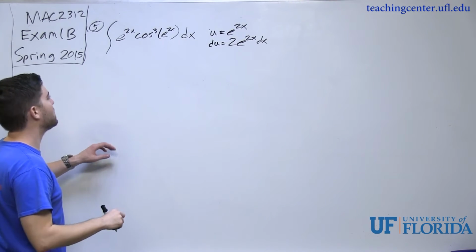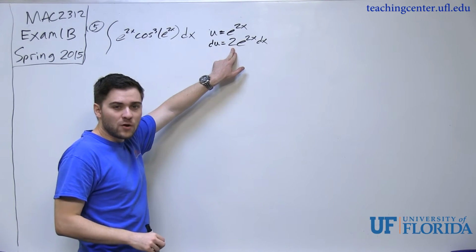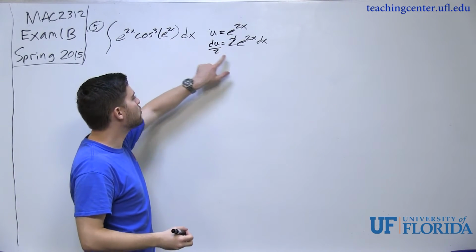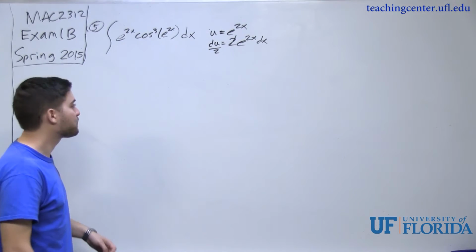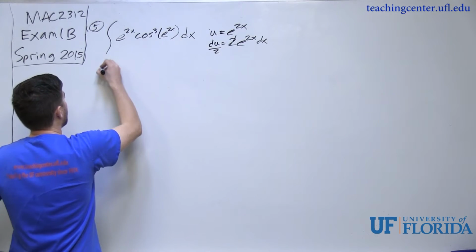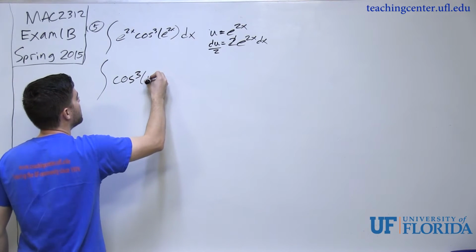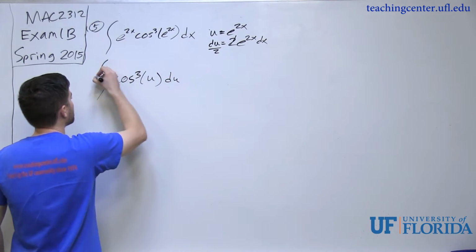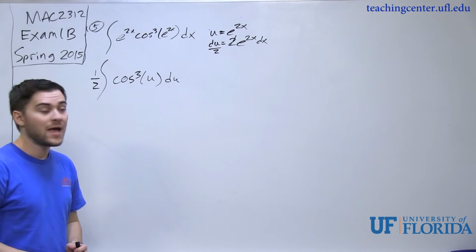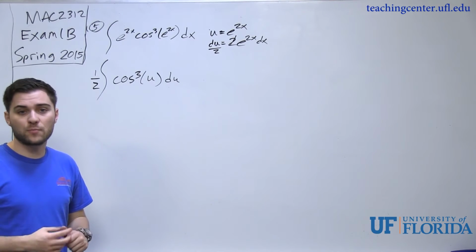Now I don't have 2e to the 2x, but I do have e to the 2x. And I have this 2 here, but I can account for that by just dividing it over to the other side. So this tells me that du over 2 is equivalent to e to the 2x dx. So I can make this substitution for a u sub. If I go ahead and plug that in, I have cosine cubed u du, and I'm going to write the 1/2 out front here. This is a constant. So u substitution does in fact work, and it looks like it makes it a lot easier to manage than doing integration by parts. So letter D is already pretty much crossed off.